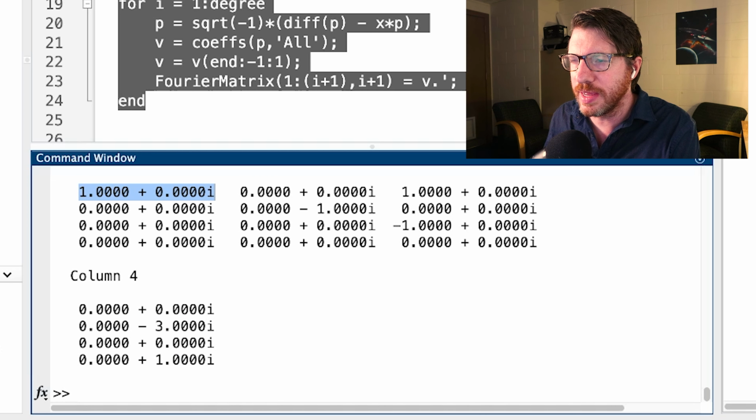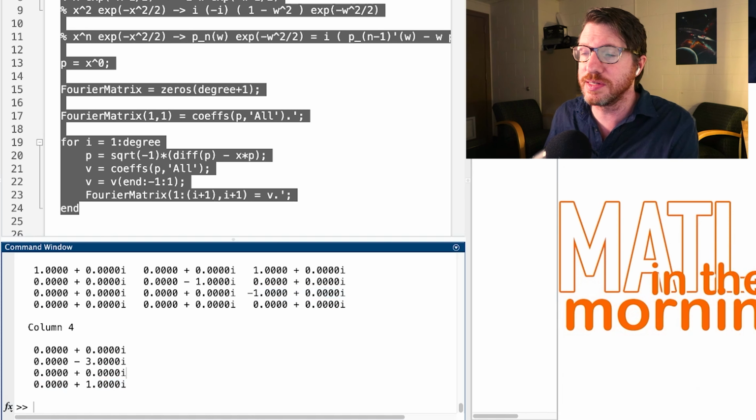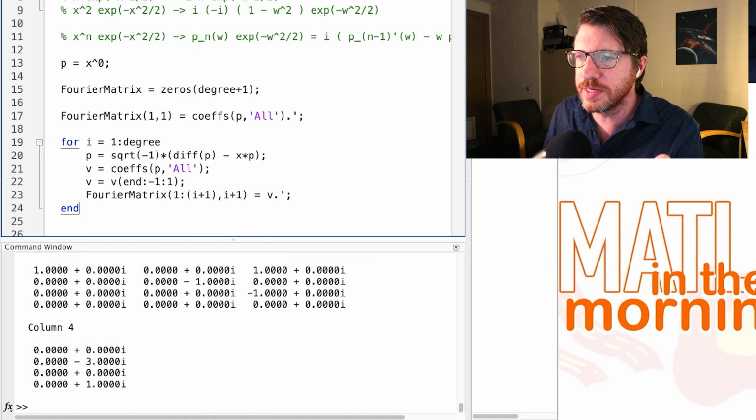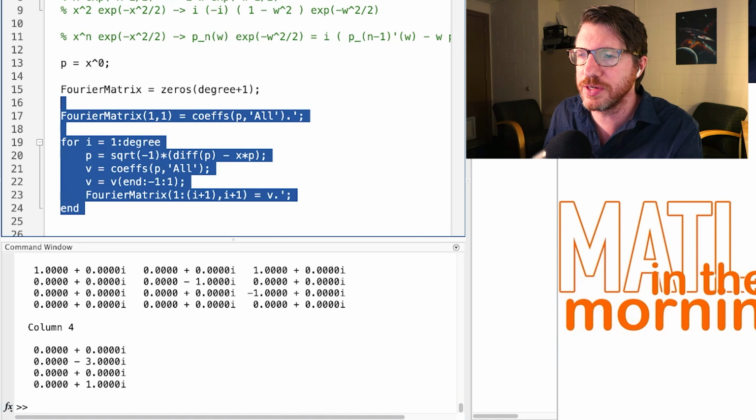1. Then we have a -1, or a -I, -1 times I. Then we have a -1, and then we have a 1 here, all in the diagonal. And since this is an upper triangular matrix, these are indeed the eigenvalues of the Fourier transform. Okay, so this is how I'm making the Fourier matrix. And so this is the matrix representation.